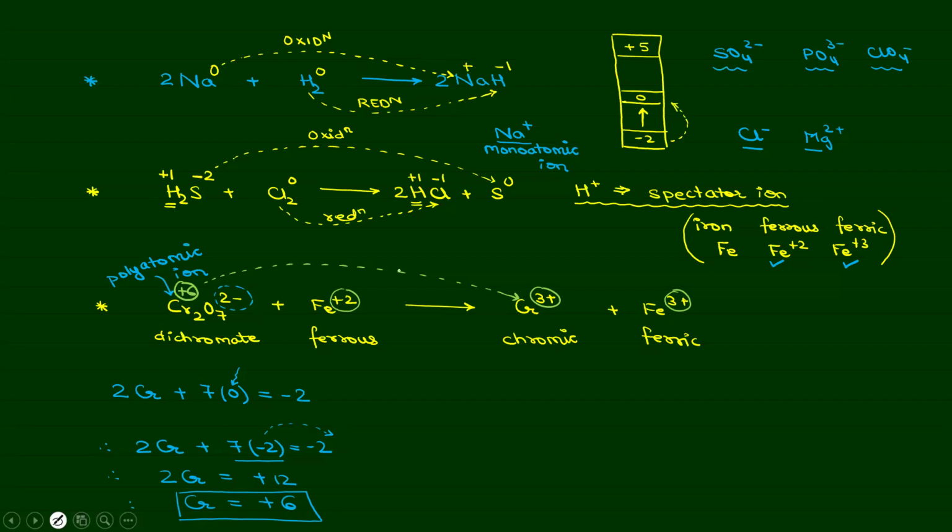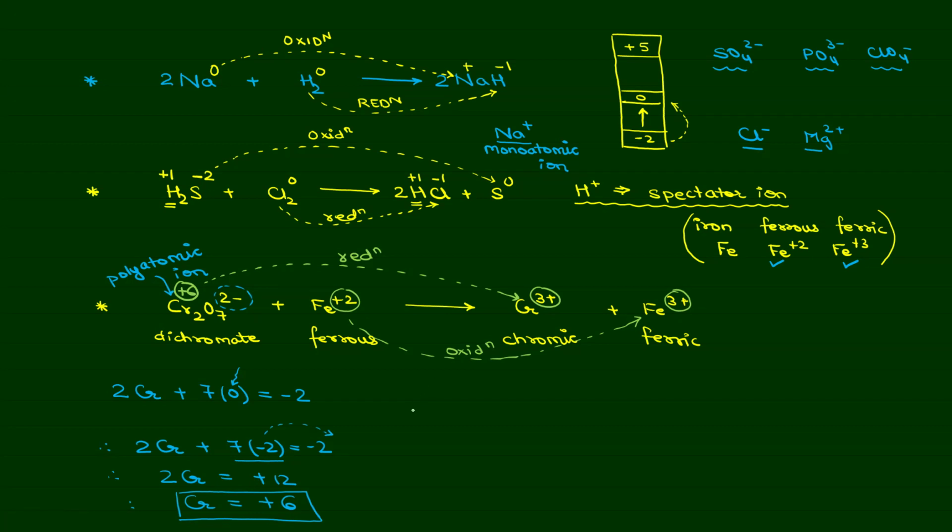So it'll go oxidation. What will undergo oxidation? Iron. So chromium is going down from +6 to +3, so it's undergoing reduction, and iron is undergoing oxidation because it's going up. That's it. Nothing more is required till here.